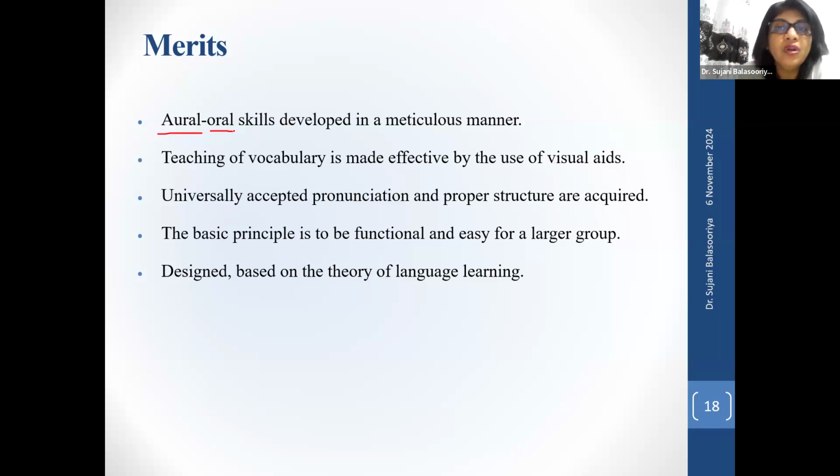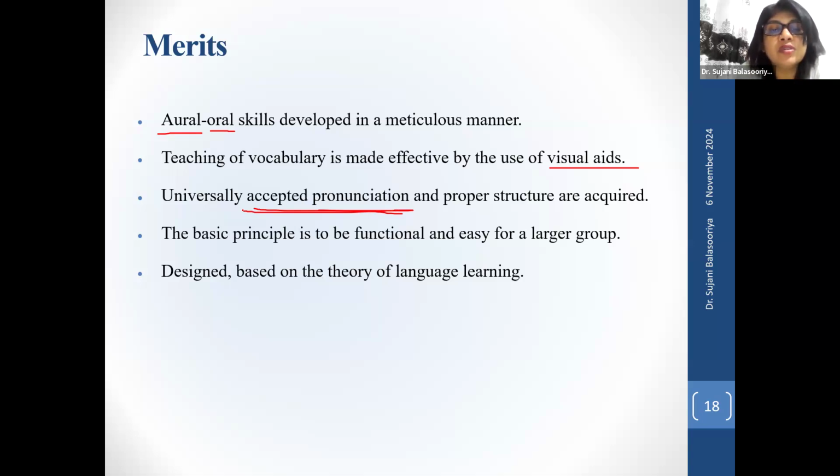Okay, in the audiolingual method. And another merit, teaching of vocabulary is made effective by the use of visual aids, right? This is also there. Use of visual aids, right? And universally accepted pronunciation and proper structure are acquired. Okay, universally accepted pronunciation. Here we mean more or less the standard pronunciation. Universally accepted means standard pronunciation. And the proper structure. All these things can be acquired by the learner in the audiolingual method, right?